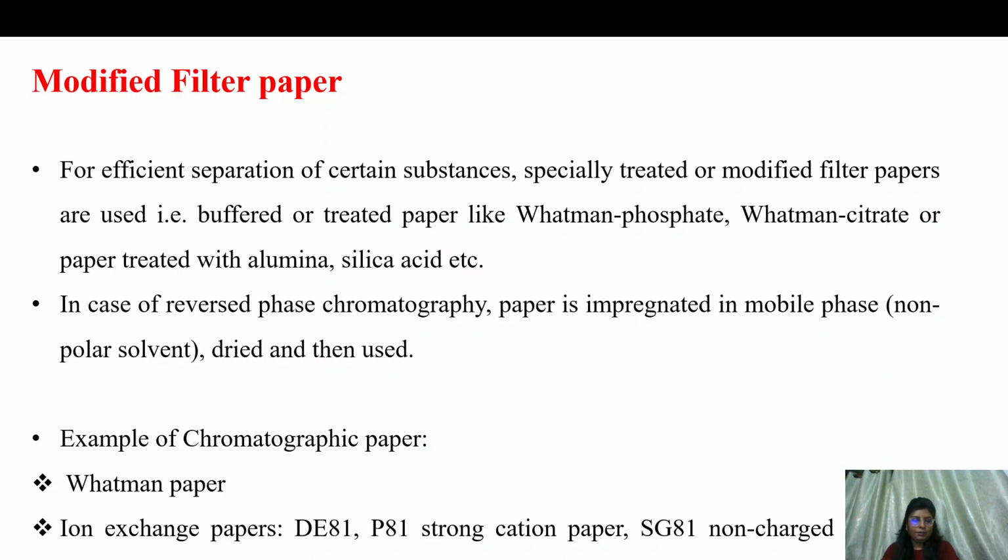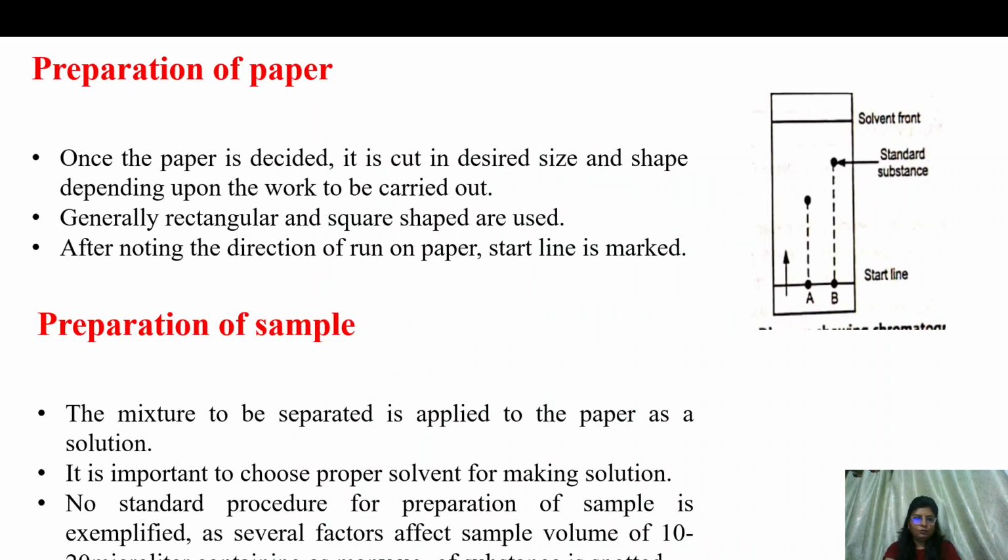So for examples of chromatographic paper, we can use different kinds of chromatographic papers. Generally we will use Whatman filter paper, and if we want to perform ion exchange chromatography, then ion exchange papers like DE81, P81, strong cation paper, SG81, non-charged silica gel cellulose paper. These are the examples we can use.